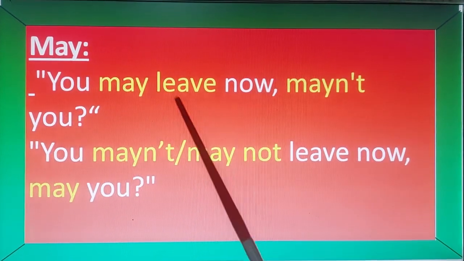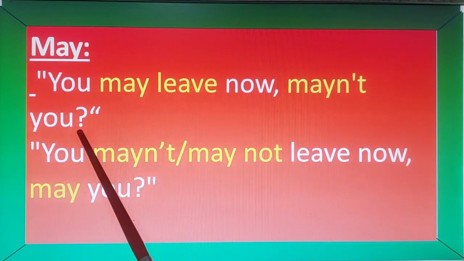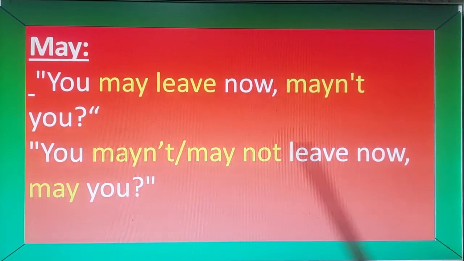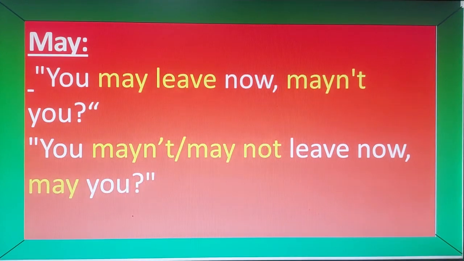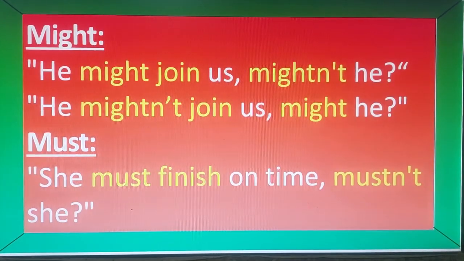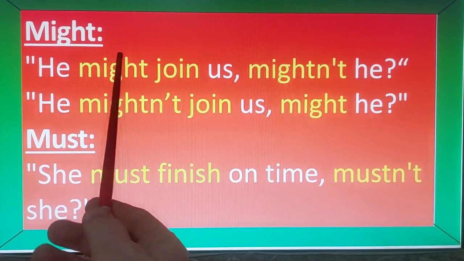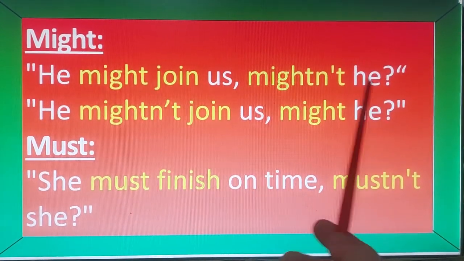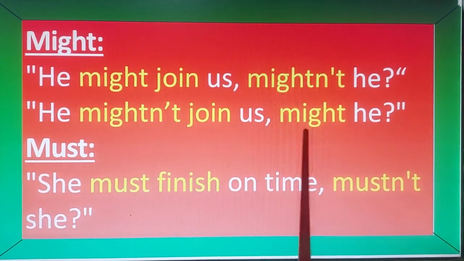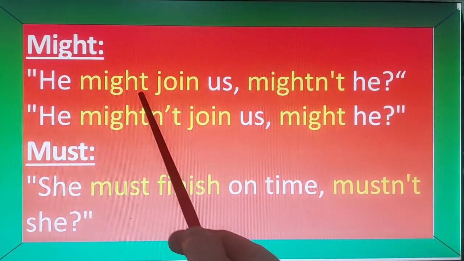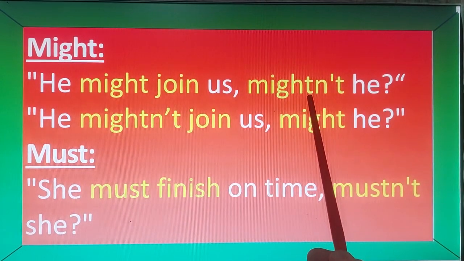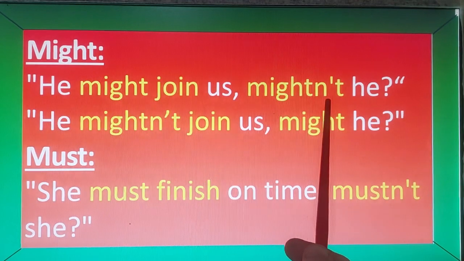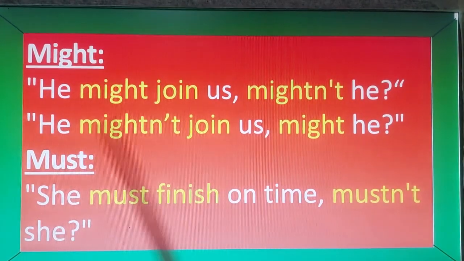May. You may leave now. Mayn't you? You mayn't or you may not leave now. May you? The same for might. He might join us. Mightn't he? He mightn't join us. Might he? Always keep the same modal verb. If it is positive here, add not here in the tag question, or vice versa.